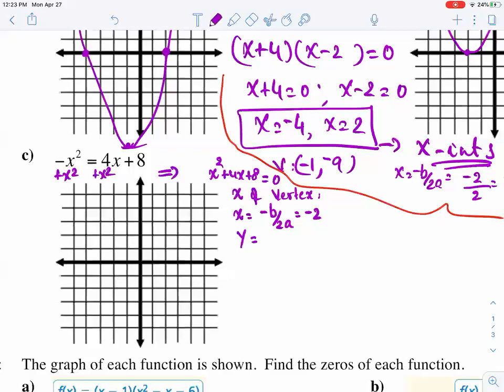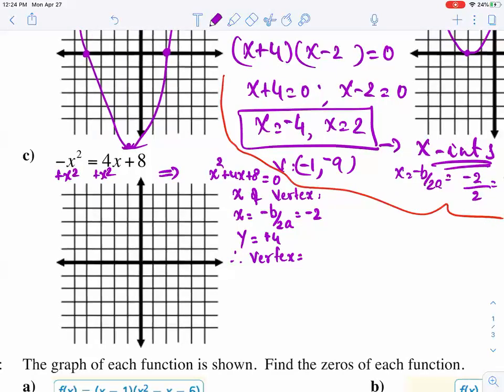Wait, do you plug the x into the original equation or the standard one? Either one is fine. You'll get the same answer. No, the original one won't make sense because it says equal to, right? So just plug into the standard one. Okay. Yeah, it's -4. So therefore, the vertex. Wait, it's 4, not -4. So this is 4, this is -8. It's 4. So the vertex is (-2, 4).